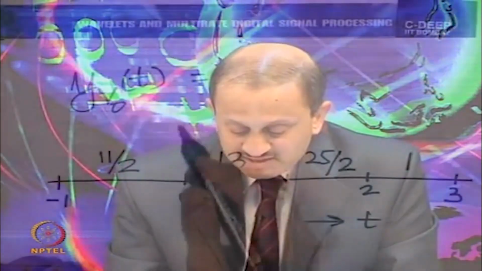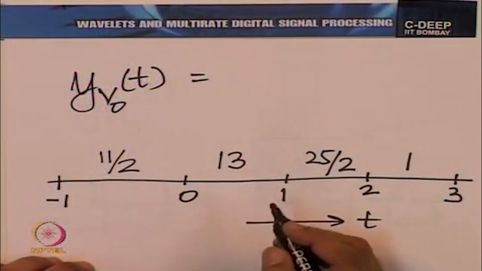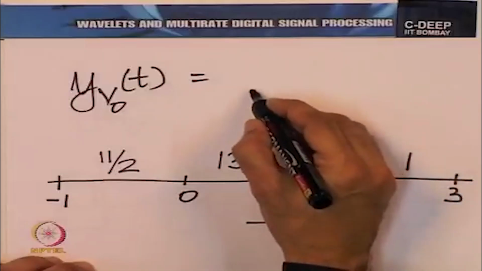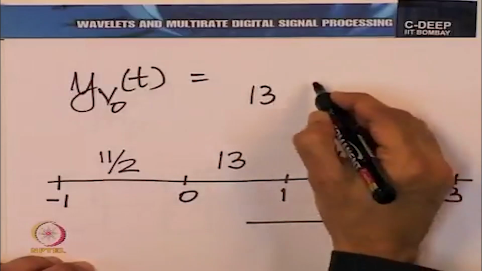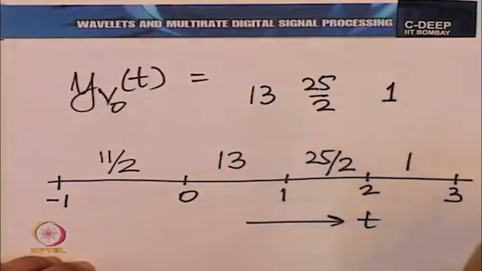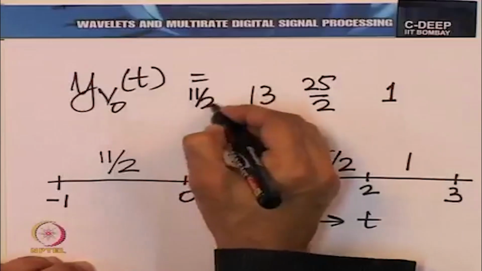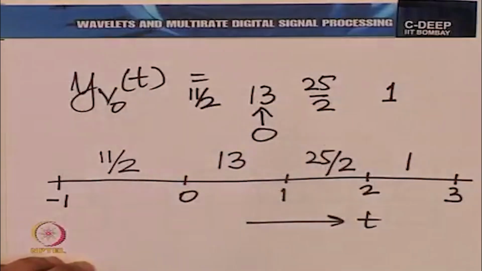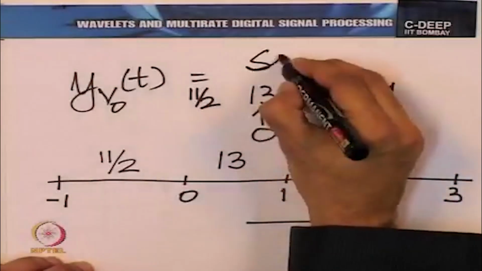So, let us go back to this function, the projection on V 0. How would the sequence here look? The sequence would be this: 13, 25 by 2, 1, 11 by 2, 13 marked at 0. This is the sequence.